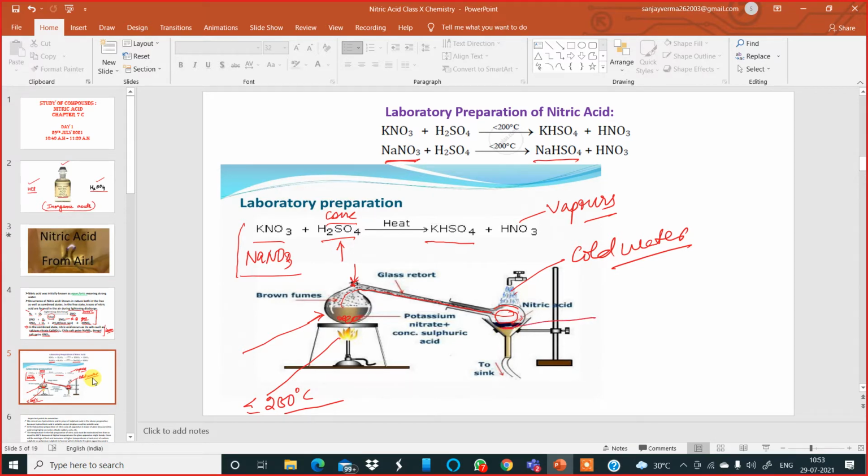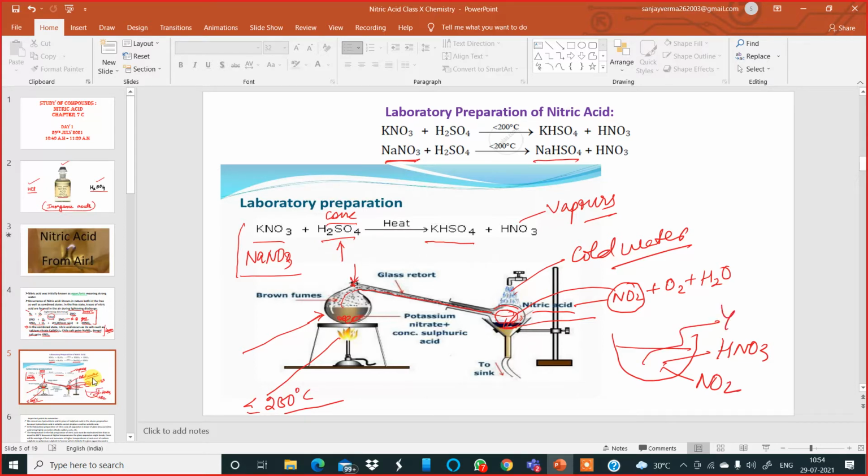Now because of high temperature, it is possible that the nitric acid which is formed may decompose to give nitrogen dioxide, or nitrogen dioxide plus oxygen plus water vapor. After decomposition, this nitrogen dioxide can remain dissolved in the acid. So if the nitric acid contains dissolved nitrogen dioxide, it will have a yellowish color due to the dissolution of nitrogen dioxide gas in the nitric acid.